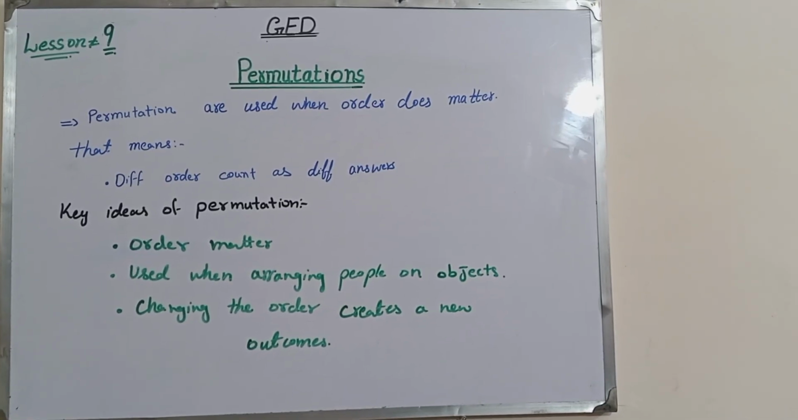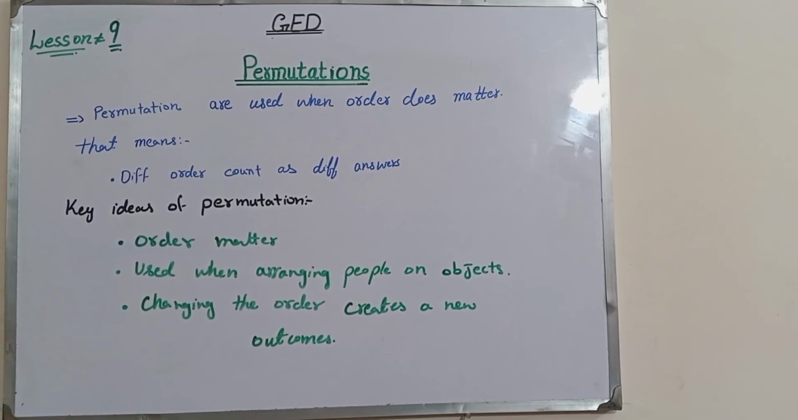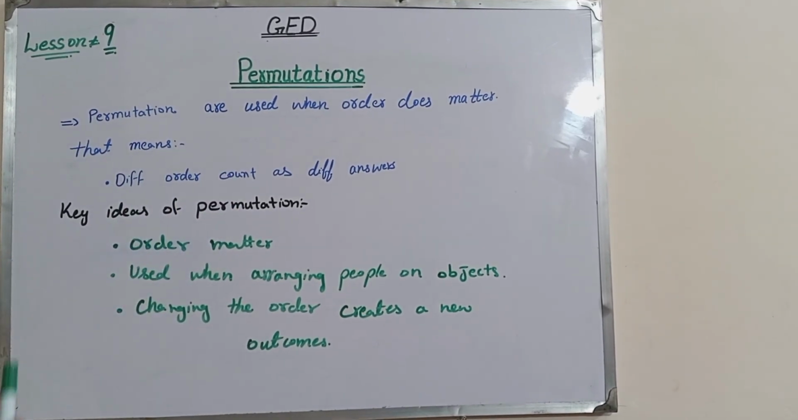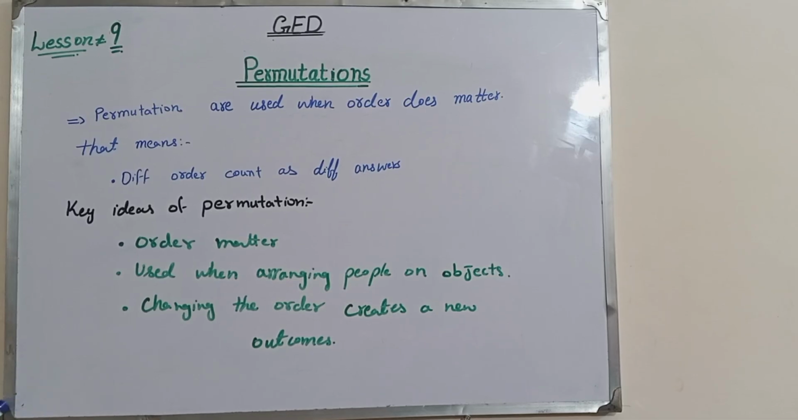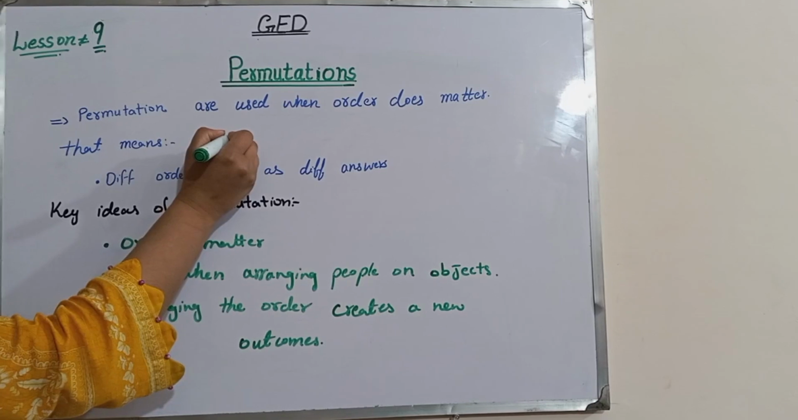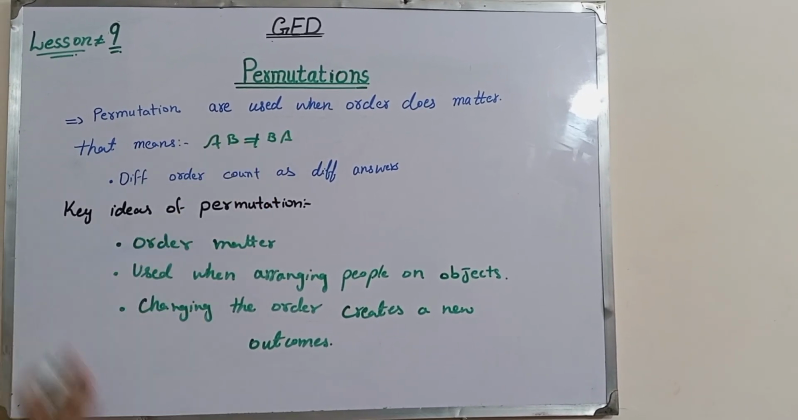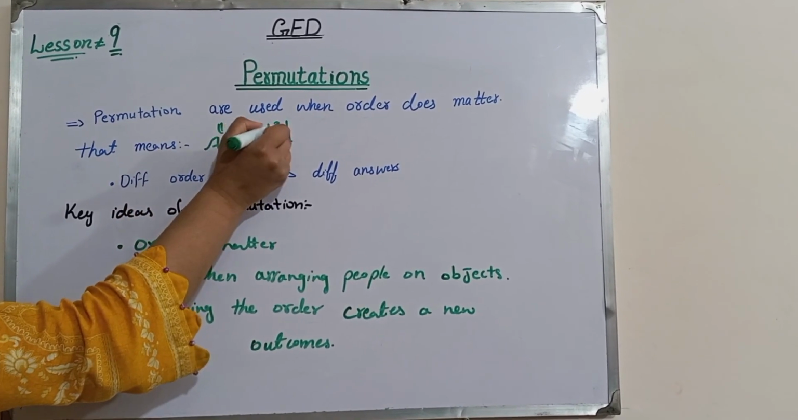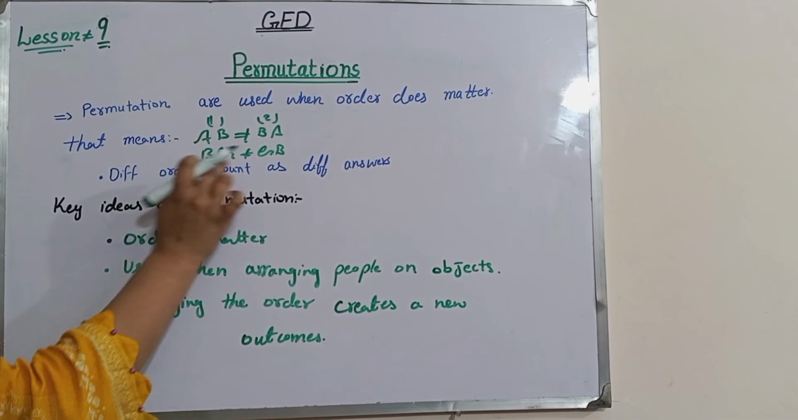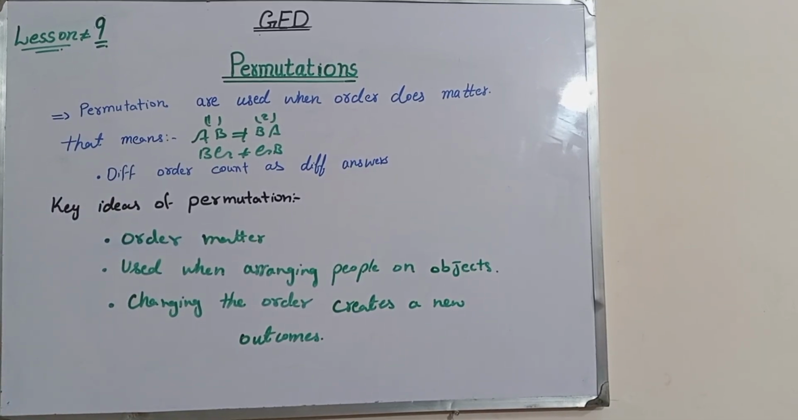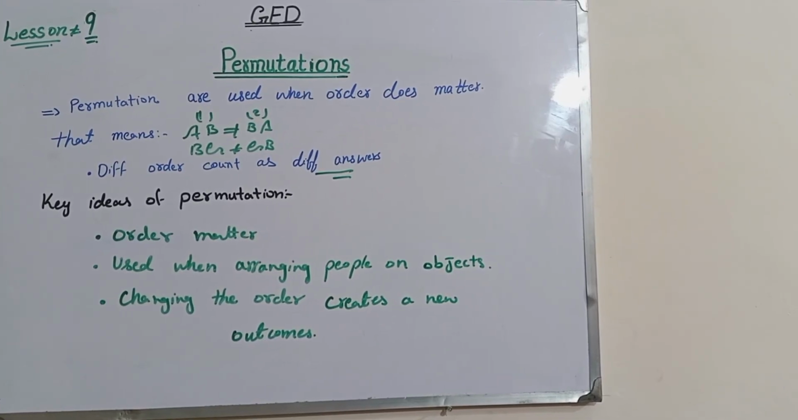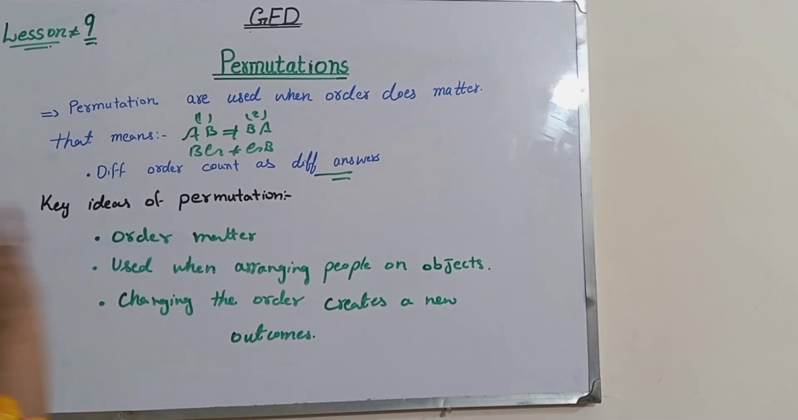Permutations. What is permutation? Firstly, I defined the combinations. Now, permutation is a type of combination, but permutations are used when order does matter. That means different order counts as different answers. Just like I explained earlier, apple and banana is not equal to banana and apple. We write it again. It's a first answer, it's a second answer. If we write banana and grapes, it will not equal grapes and banana. So here different order counts as different answers, but in combinations it will be the same. Apple banana is the same, so we don't write it again. But in permutation we write it again.